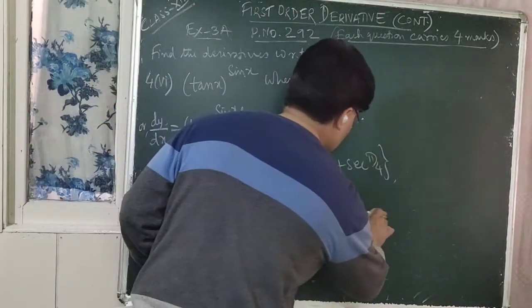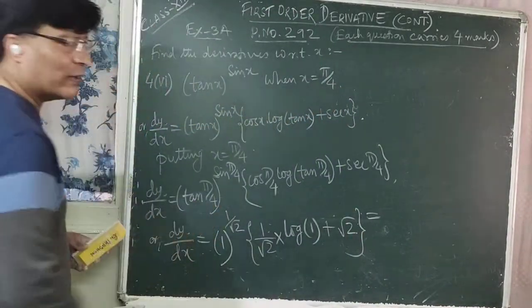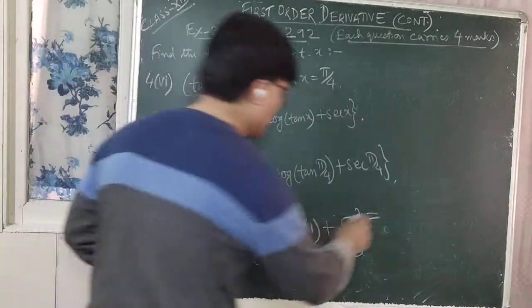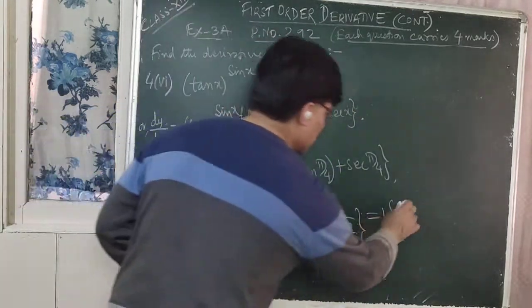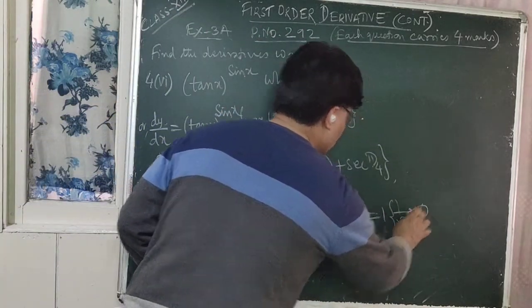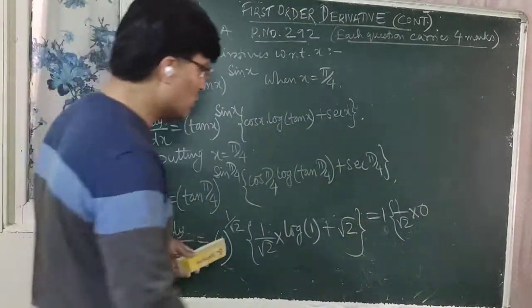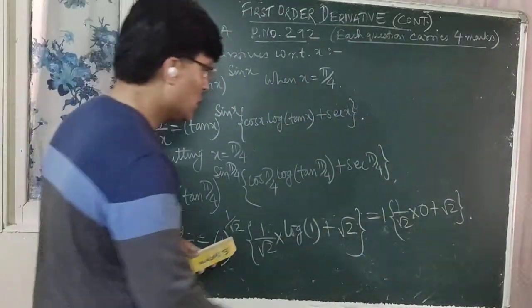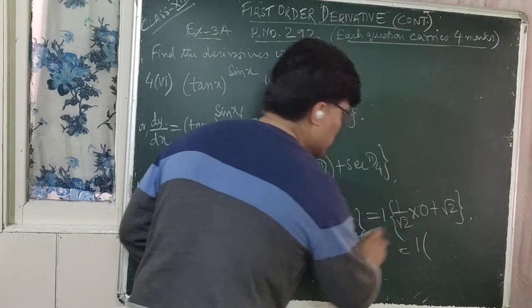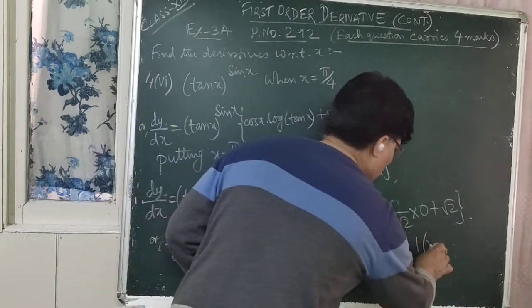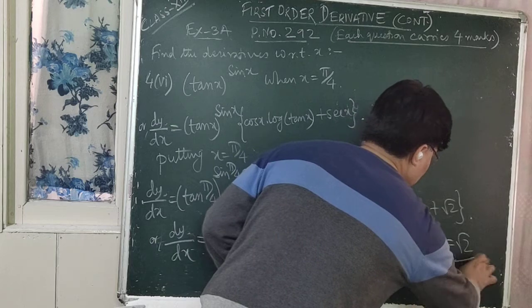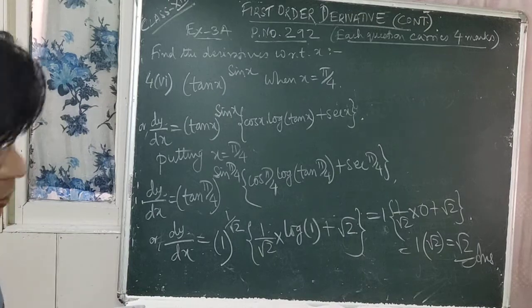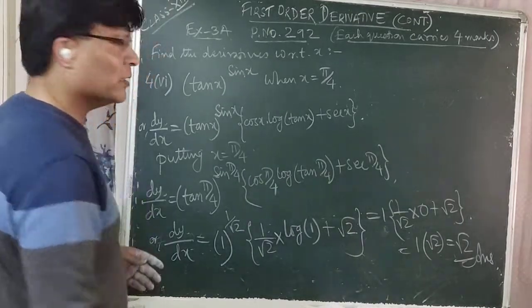So now, what is 1 to the power any number? 1 to the power any number is always 1. Within second bracket 1 by root 2 into log 1, log 1 is always 0, plus root 2, second bracket is closed. So which is equal to 1 within bracket, 0 into 1 by root 2 is 0, 0 plus root 2 is root 2. What is the answer? The answer is root 2. So this is an important question. Okay, so I think I've understood it.